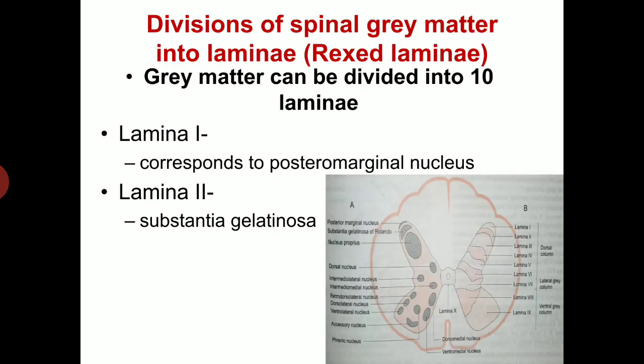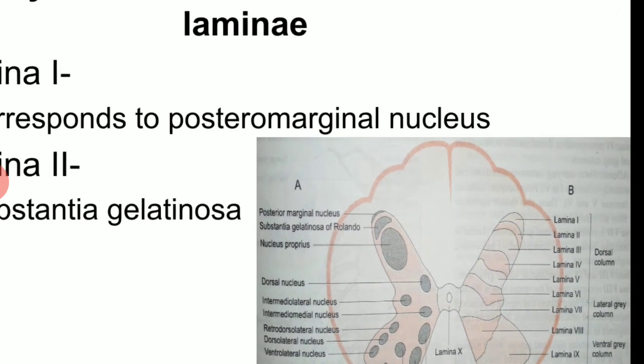Now, division of spinal gray matter into lamina. This is known as Rexed laminae, divided into 10 laminae. So lamina 1 corresponds to posterior marginal nucleus. Lamina 2 corresponds with the substantia gelatinosa of Rolando.